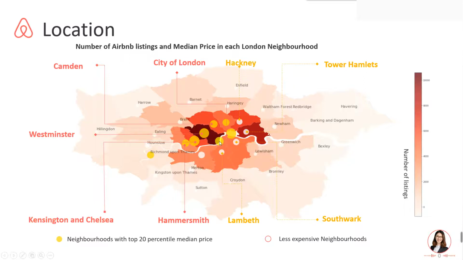In addition to popular neighborhoods, we would like to suggest some places that are less popular but affordable and nearby. See the darker areas with white circles, for example, Tower Hamlets and Hackney are close to City of London. They are affordable and easy to get access to surrounding hot areas.